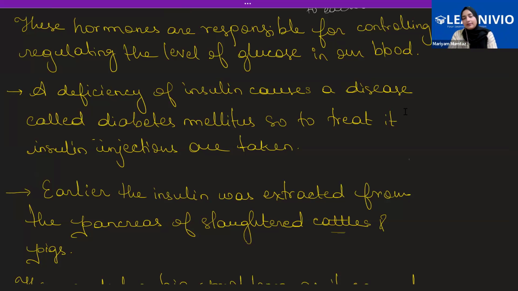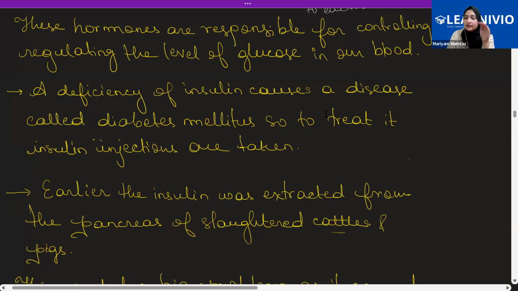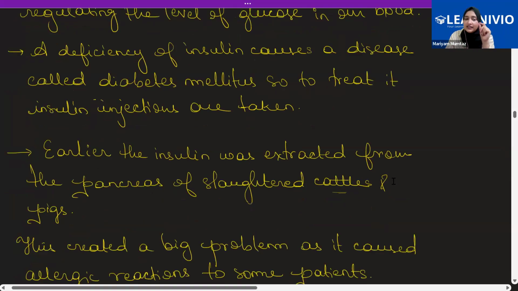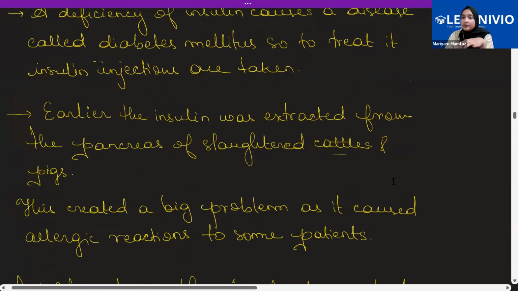So earlier, to treat these people, the insulin was taken, or you can say extracted, from the pancreas of slaughtered pigs and cattle, meaning slaughtered cows and slaughtered pigs. People used to go to the slaughterhouse, and because their genetics or genotypes are very similar to human beings, the insulin was taken from their pancreas and then prepared for human use.